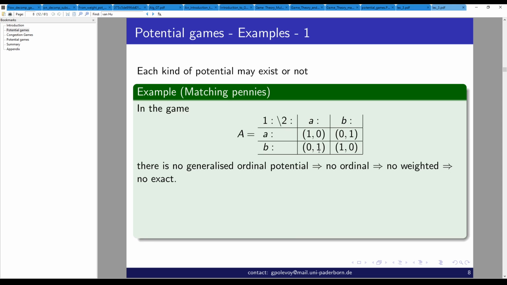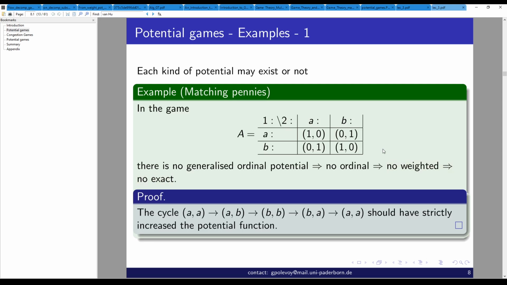By the contrapositive, since an exact potential implies a weighted potential, which implies ordinal, which implies generalized ordinal, the contrapositive, a logical notion, says that if there is no generalized ordinal potential, then definitely there is no ordinal, and if there is no ordinal, there is no weighted, and if there is no weighted, there is no exact. Now, why is there no generalized ordinal potential?